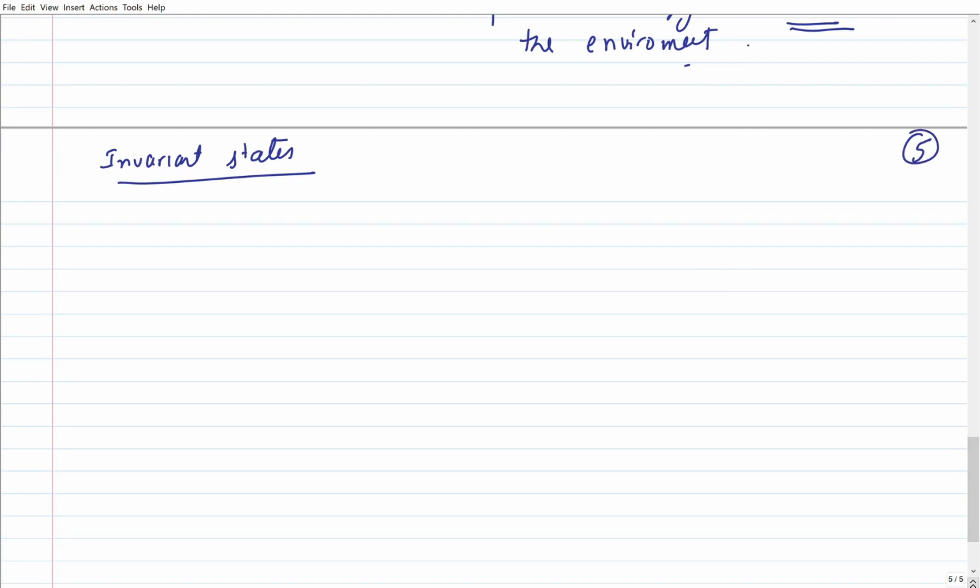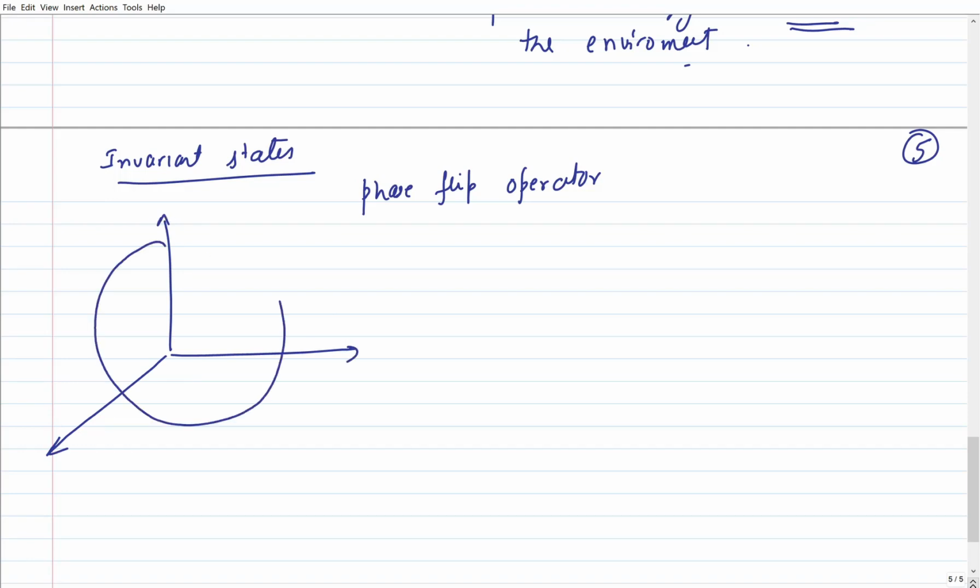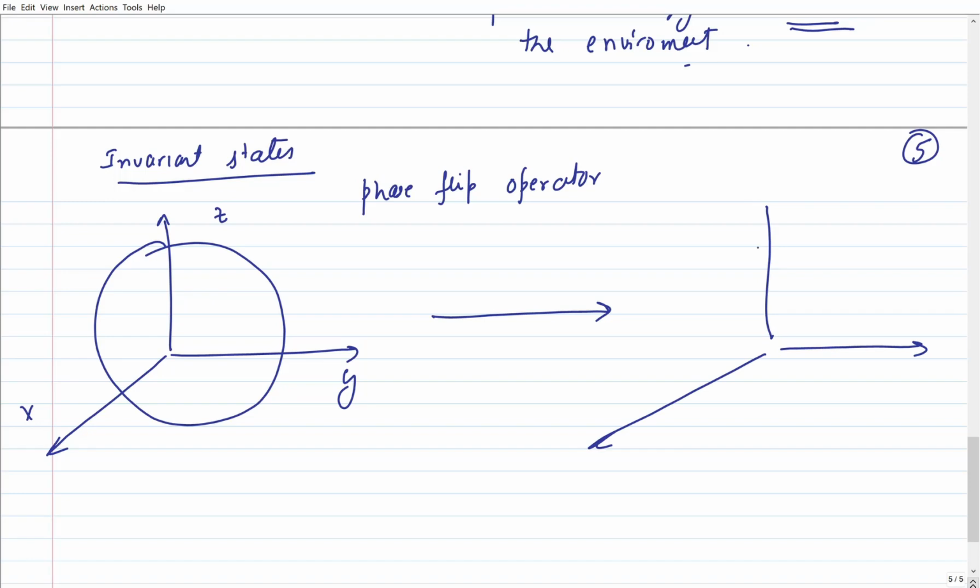So for example, we had the phase flip operator. Remember, in the last lecture, we had the phase flip operator. And what did it do? It took the set of all the states on the Bloch sphere and it contracted it along the z direction. So it turned a sphere into an ellipsoid along the z direction. And just a reminder, this was the operation elements of the phase flip operator.